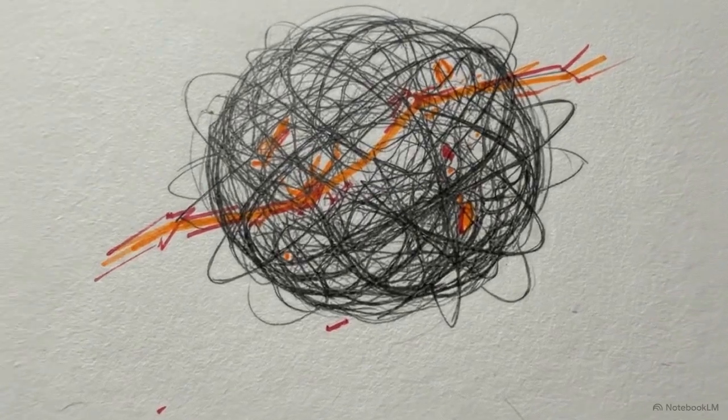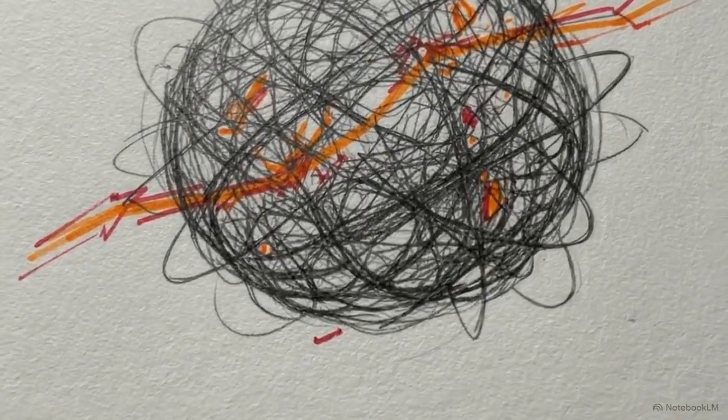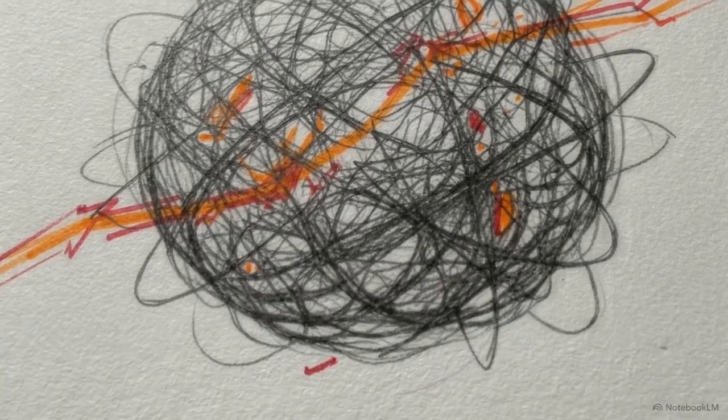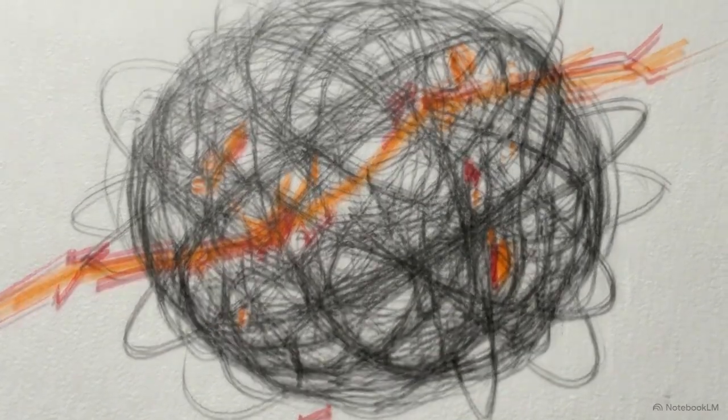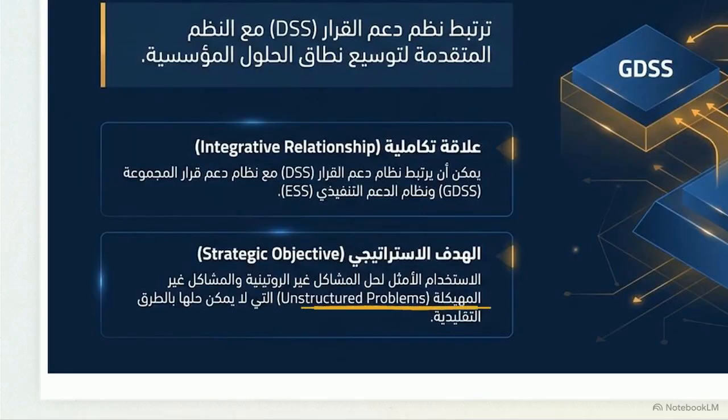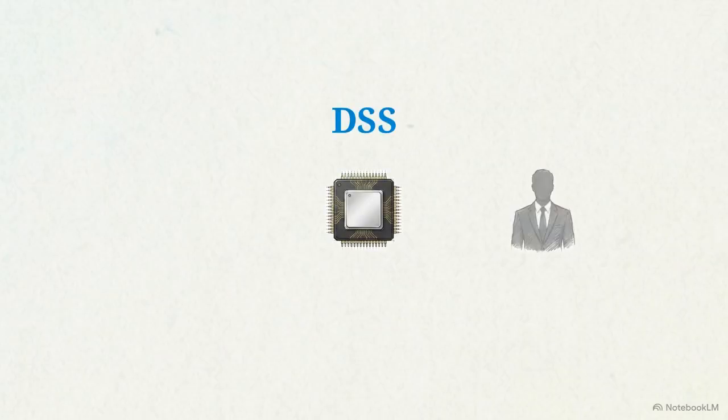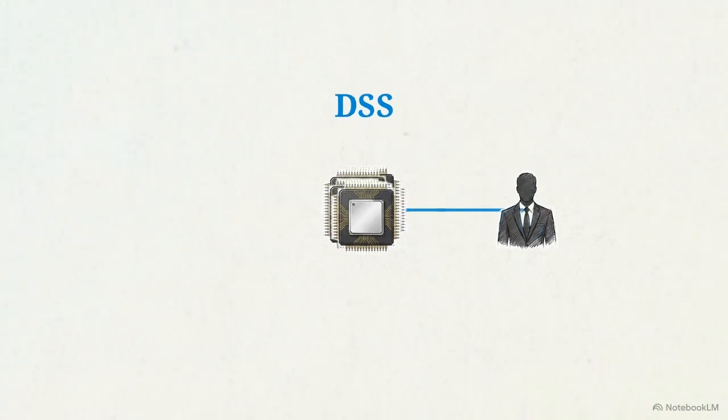When you try to map out these unpredictable market variables using standard spreadsheets, the structure often breaks down. This graphic details the gap in enterprise solutions. You quickly run into what are called unstructured problems. These are complex, multi-layered issues that require advanced integrative solutions rather than basic routine analysis. To solve them, you need a specialized tool, a decision support system, or DSS.